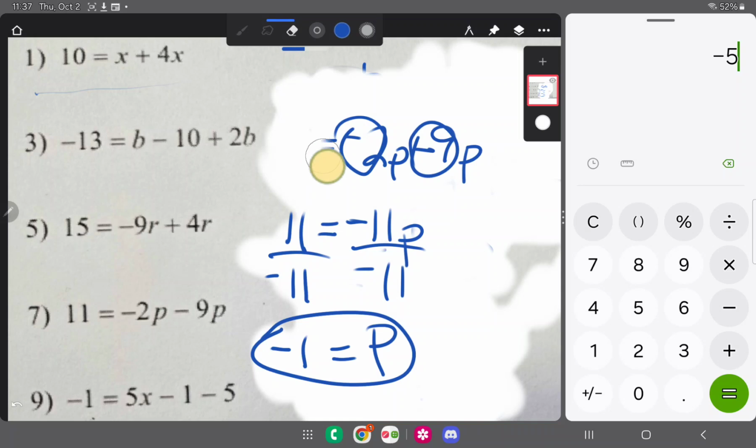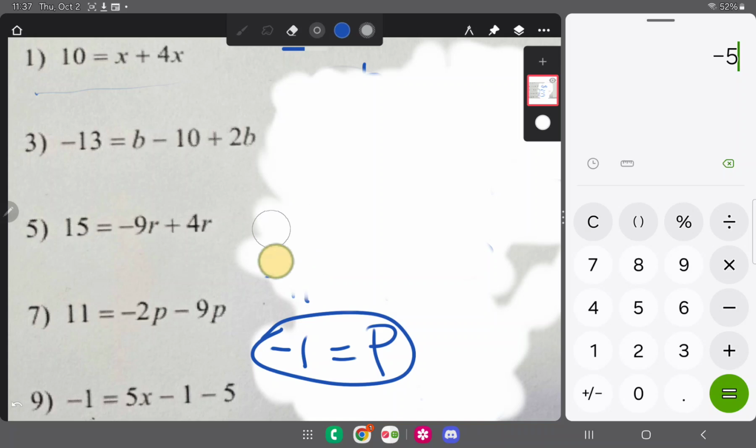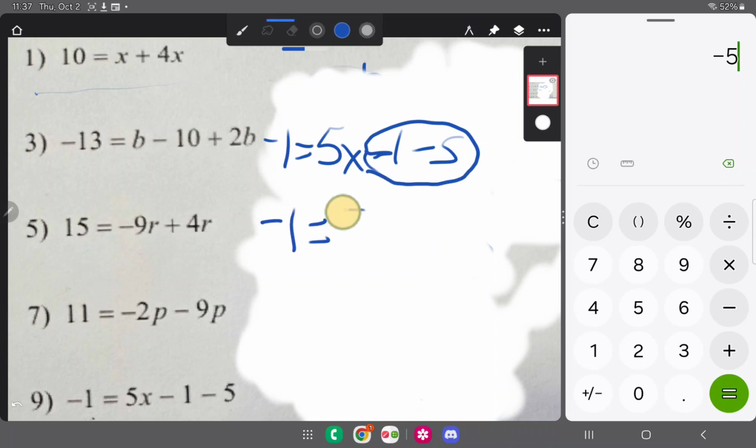It's not too bad. All you have to do is figure out your order. When you're adding like terms, add those first, and then work on your 2-step equation. So the hardest one is negative 1 is equal to 5x minus 1 minus 5. Lots of negatives. But these are our like terms. Constants can be like terms too. So we have negative 1 is equal to 5x, negative 1 plus negative 5 is negative 6.